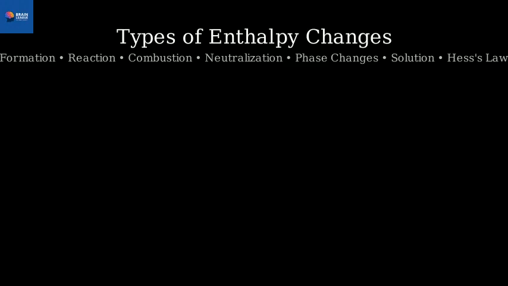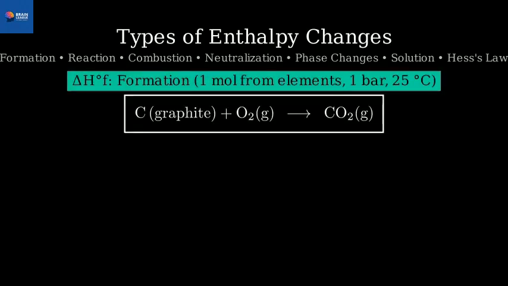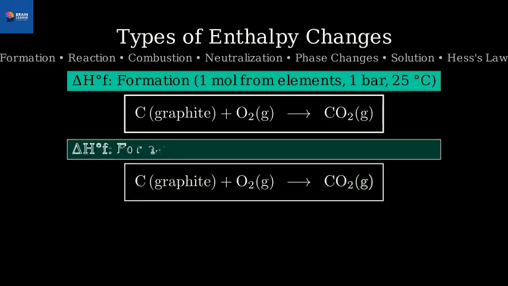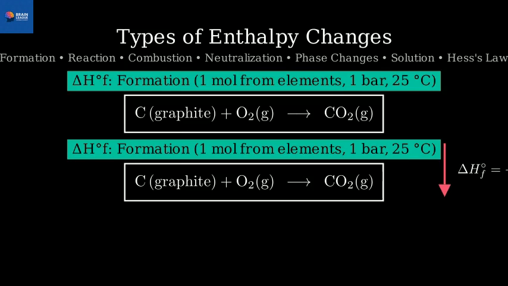This is the enthalpy change when 1 mole of a compound forms from its elements in their standard states at 1 bar and 25 degrees Celsius. For example, carbon as graphite plus oxygen gas makes carbon dioxide gas. This particular reaction is exothermic. Delta H of formation equals negative 393.5 kilojoules per mole.